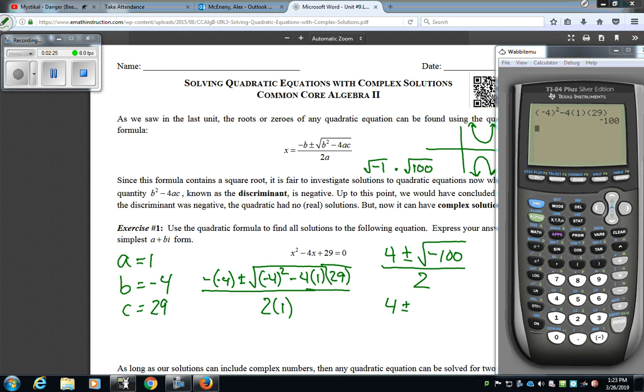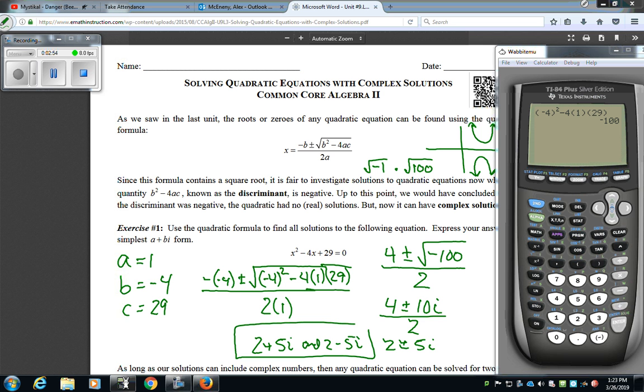So that means that this is going to be 10i divided by 2, and then I can divide the whole numbers each by 2. So after I divide each of those numbers by 2, I'm going to end up with 2 plus or minus 5i. So again, remember there's two possible answers for this. There's 2 plus 5i and 2 minus 5i. Those are going to be my solutions.